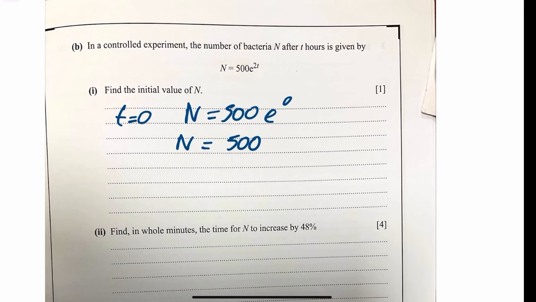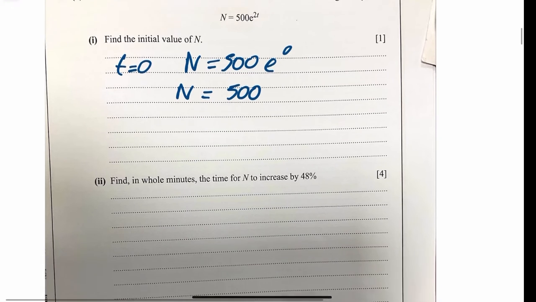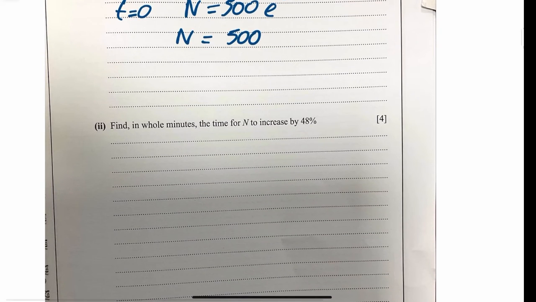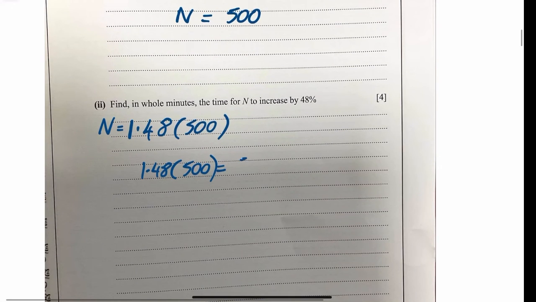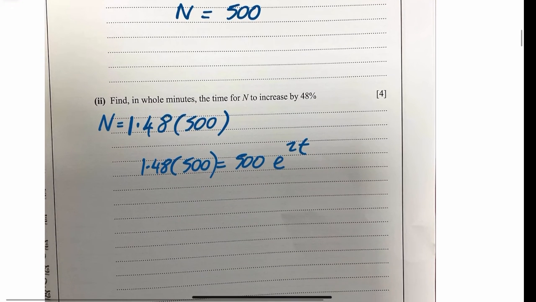Part C says, find in whole minutes the time for n to increase by 48%. To increase something by 48%, you'd multiply by 1.48. So 1.48 times your 500 is what it increases to. So that's what your n is equal to. Let's just write that in. So it's 1.48 times 500 is going to be equal to 500 times e to the 2t. And then we can just work on from here.